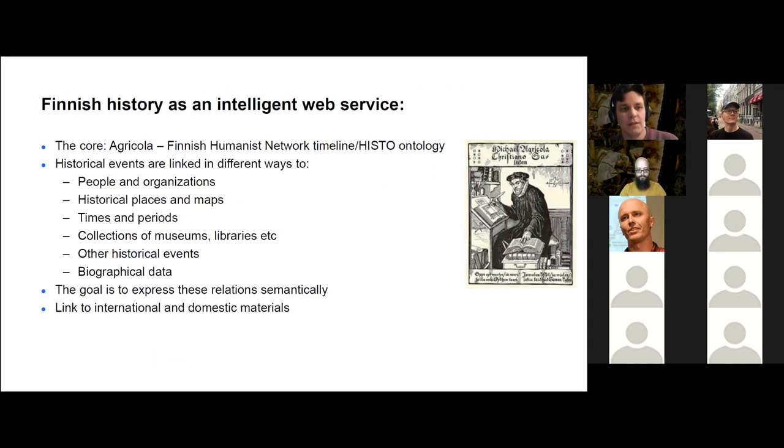So historical events have many properties. They're linked in many ways. They're linked to people and organizations. They're linked to usually historical places, actually, which may be a little bit more difficult than just any place. And maps, they are linked to these times and periods like Middle Ages. And they are linked to, of course, museums, who describe their objects, for example. Telling to other historical events, they can be, for example, part of the bigger event like Battle of Tampere is part of the Finnish Civil War. And of course, they are linked to this biographical data, like in the biography Sampo. And our goal is to express all of these relations semantically again, machine readable way, and to link these events to international and domestic materials.